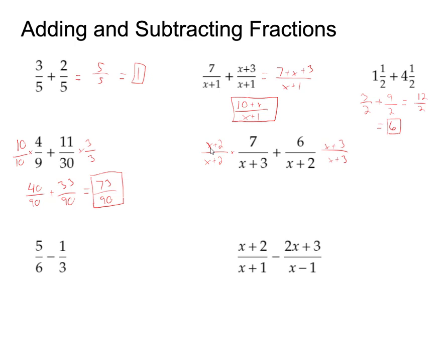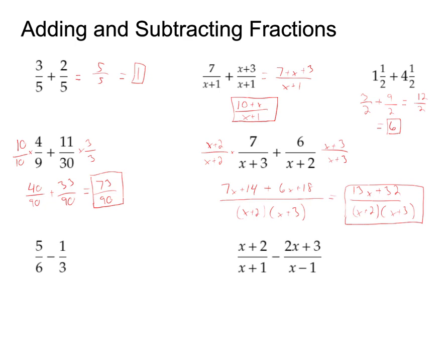So let's do that. If we multiply 7 times x plus 2, that'll give us 7x plus 14. And now we're going to add 6 times x plus 3. So that'll give us 6x plus 18. And of course, this is all over the common denominator of x plus 2 times x plus 3. Now let's simplify the numerator a little. So 7x plus 6x is 13x, and 14 plus 18 is 32. And we'll put all that over x plus 2 times x plus 3.